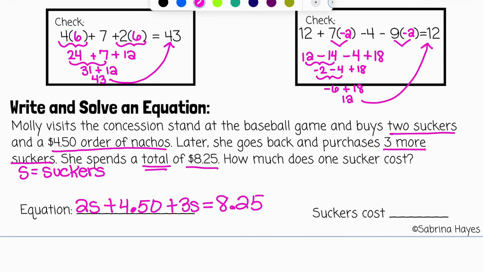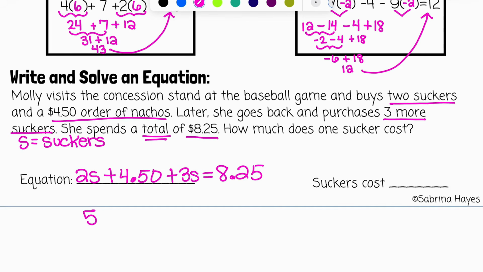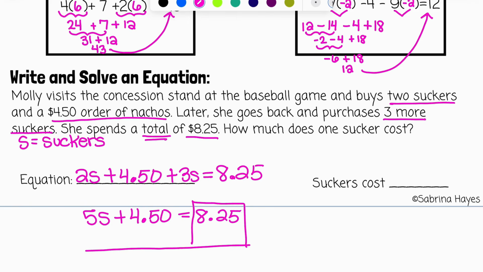Okay, now it's time to solve the equation that we just wrote. Again, we've got some like terms. She bought 2 suckers and then 3 suckers. So that's a total of 5 suckers. Okay, plus the nachos that were $4.50, and her total is still $8.25.